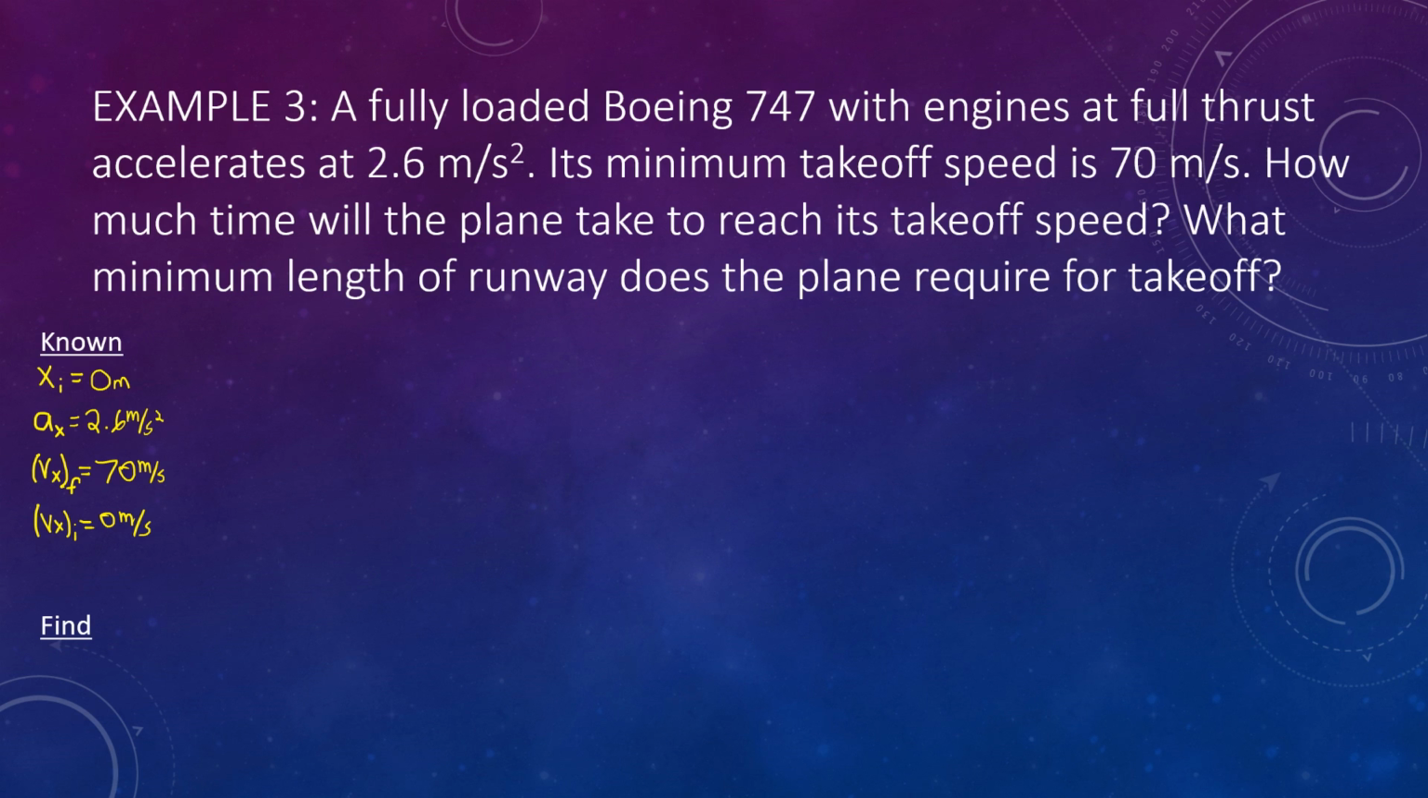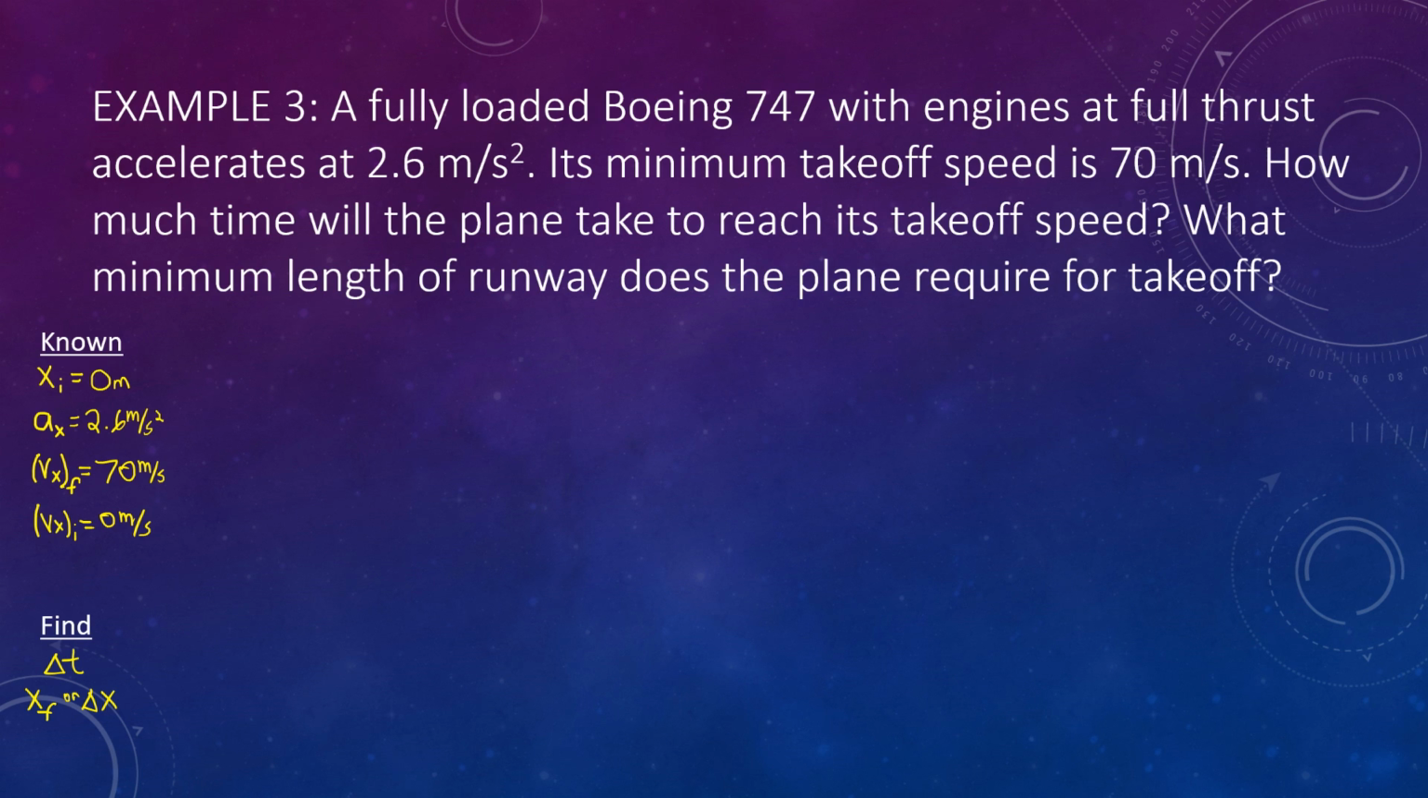In terms of what we're looking to find, it says how much time will the plane take. So pretty straightforward in this case, we're of course looking for delta t. The second half says what minimum length of runway does the plane require. We're looking for a length. So again, that means either xf, where the plane ends up, or the overall displacement, delta x.